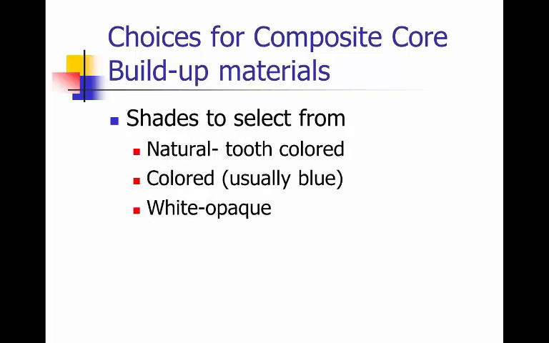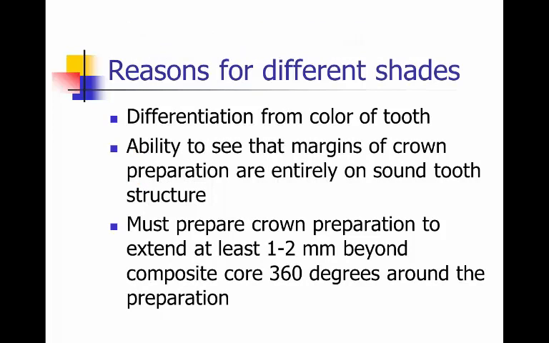We also have choices with composite core buildup materials in terms of what shade we select. For most of our composites, we're using a natural tooth-colored shade that's made to match the tooth. Except for anterior teeth, where we're using translucent ceramic materials, many times in the posterior using a colored or opaque material is better, so we can discern the difference between the margin of the tooth and the restoration so that we can be beyond that restorative margin. More on that later.